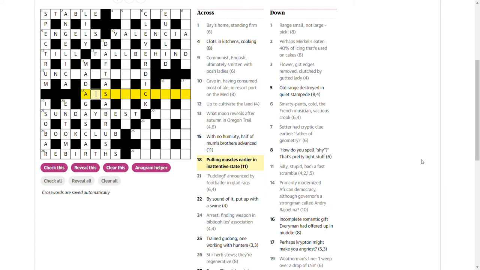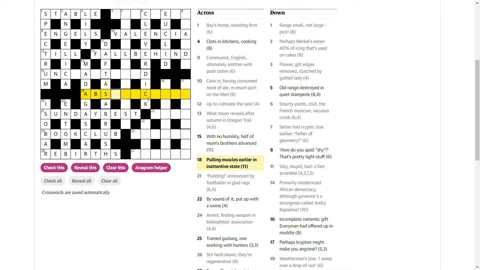Pulling muscles earlier in inattentive state. Abs is probably the muscles, is it? Yes. Absence-ness or something? No. Ab. Anything? Not sure. Earlier. Must be the key to it. They might be saying put muscles at the front of the clue. Ah, right, okay. And then pulling afterwards. Possibly.